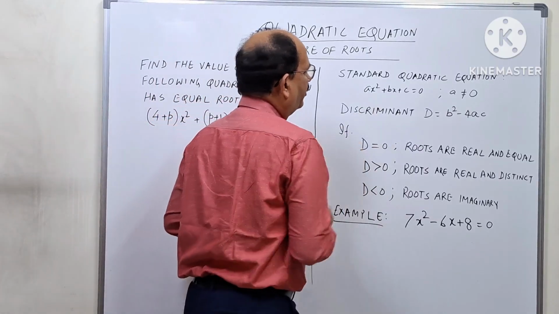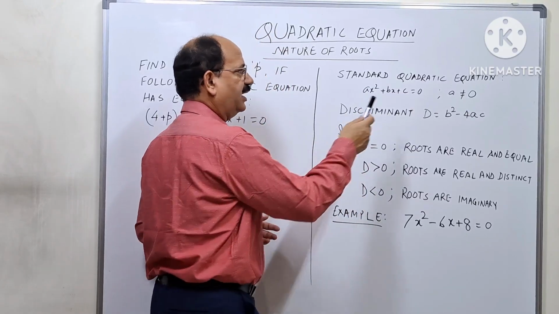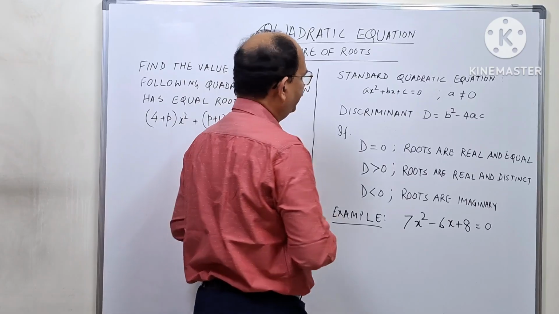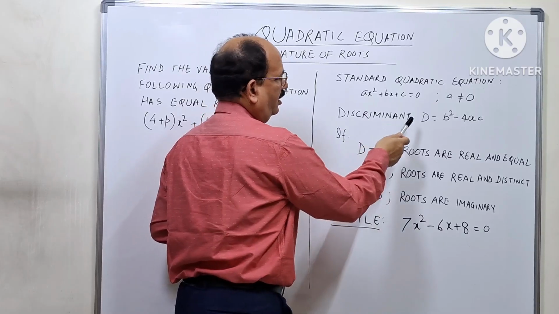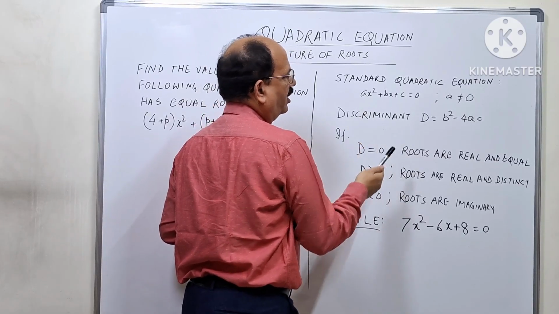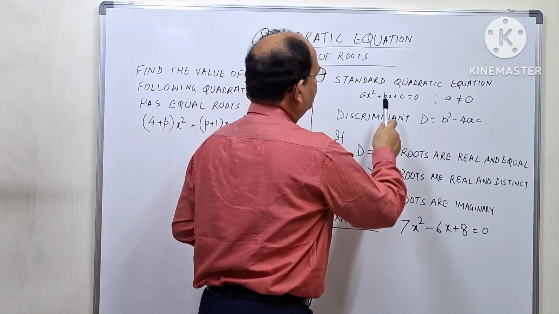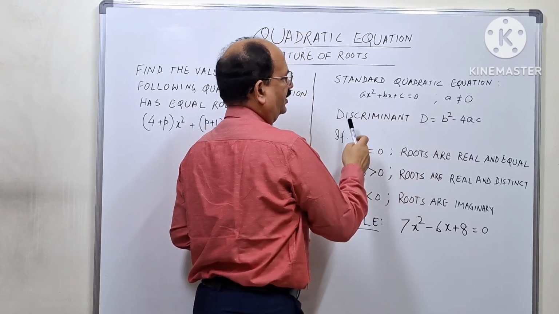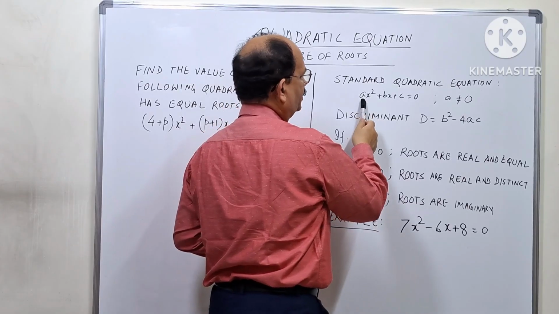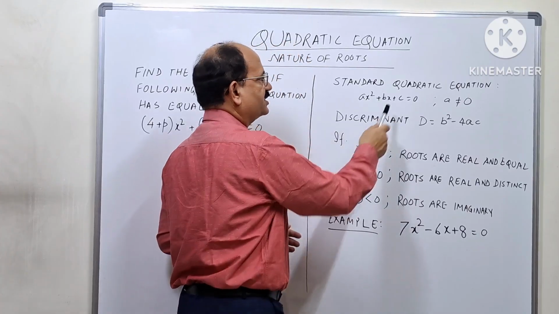The standard quadratic equation is ax square plus bx plus c equal to 0, where a cannot be equal to 0. Now, discriminant of a quadratic equation is given in terms of d, which is equal to small b square minus 4 times a into c, where a is the coefficient of x square and b is the coefficient of x, c is the constant.